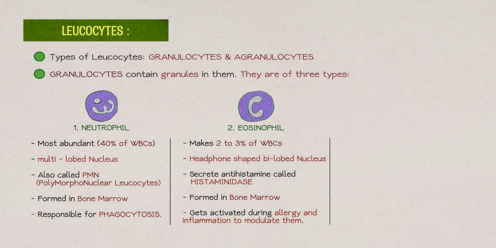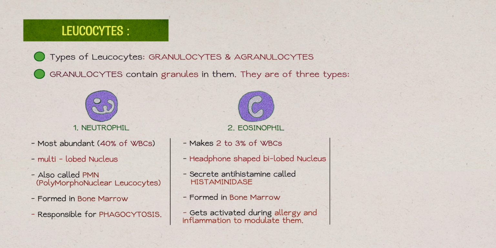Number 2, eosinophils. These cells make up 2 to 3% of leukocytes. They contain bilobed nucleus, which takes a shape of headphone. They are formed in bone marrow. Eosinophils secrete antihistamine, called histaminidase. They are activated during allergy and parasitic infections to fight against them.